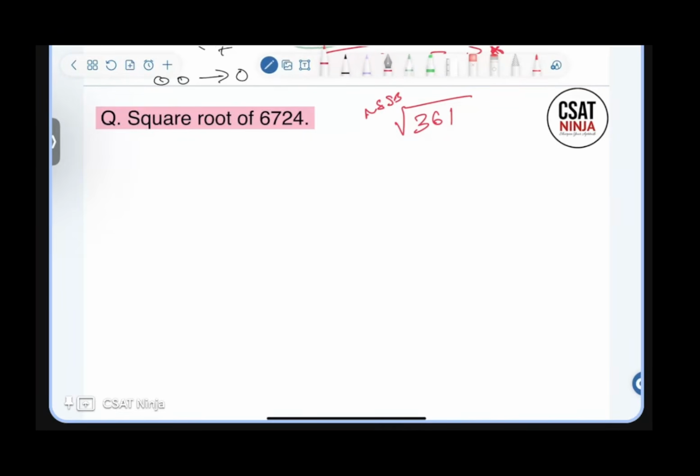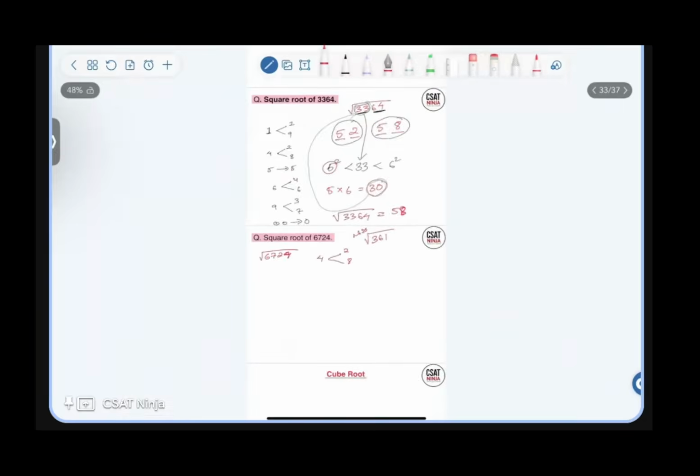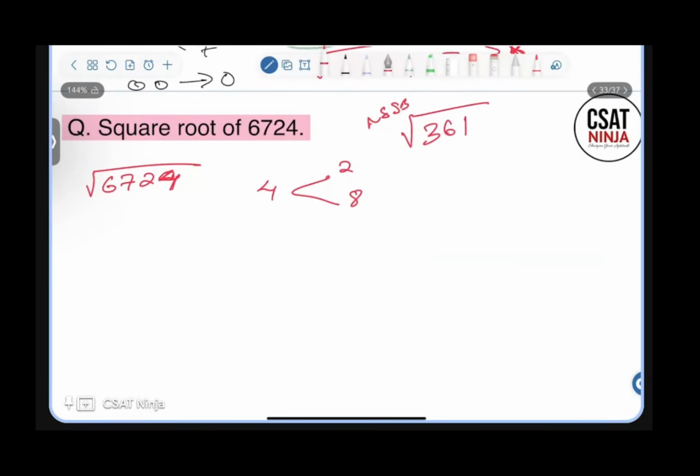Anyone trying? Square root of 6724. Since the number is ending by 4, it will either have 2 or 8 in its unit place. Oh, all the numbers are ending by 4. It's okay. So it can either be 2 here. Yeah, some are getting 82. Anyone getting that? 82.